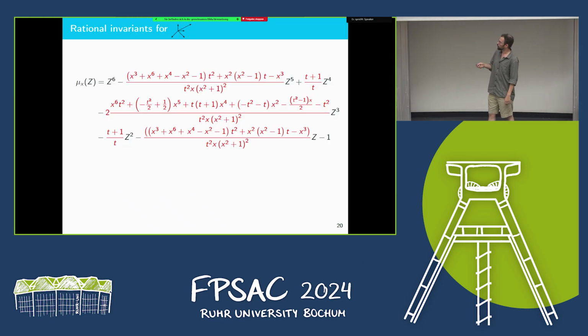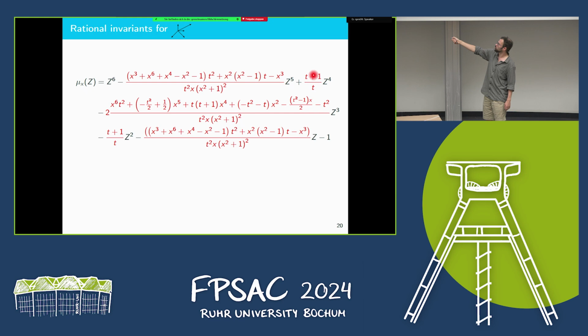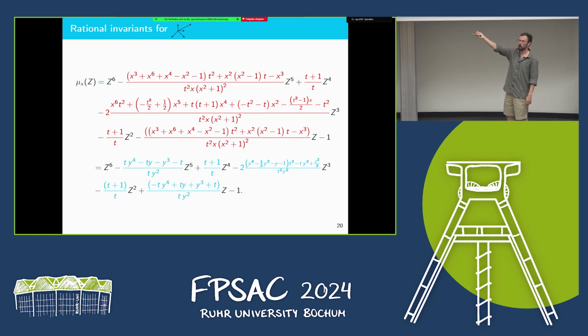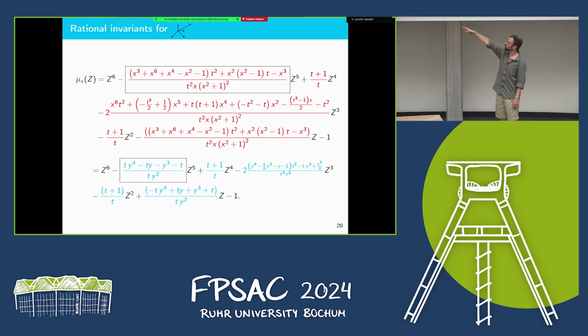So I show you an example here for the running example. We compute these polynomials. You see that some terms are constant, like t plus 1 over t, and some of them aren't. And moreover, as the coefficients are rational invariants, I can also express them modulo k in terms of y and t. And I simply take the coefficient of z5 to be my pair of rational invariants.